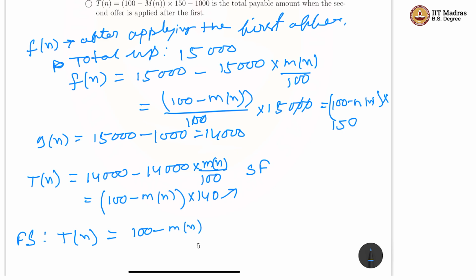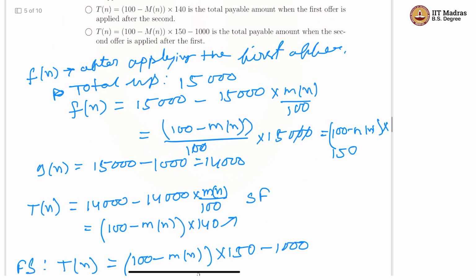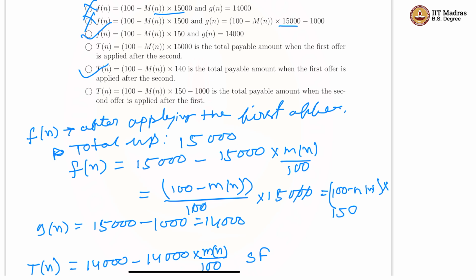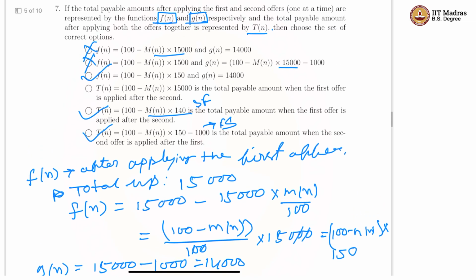MN into 150 minus 1000, right? So this is the TN. So we can check that both of the options are correct, right? So this is the SF1, where we are applying the second option first and the first option after, and here we are applying the first option first, then the second option. Okay, so these are the correct answers.